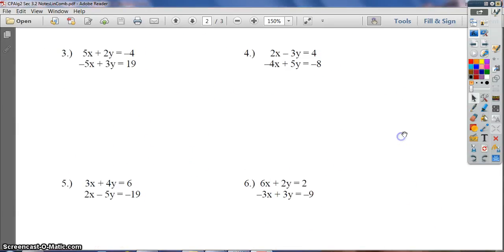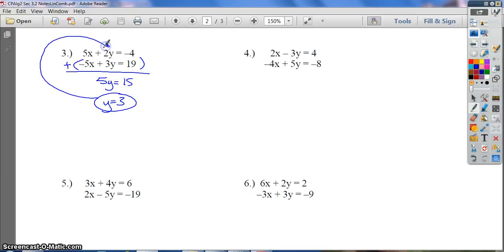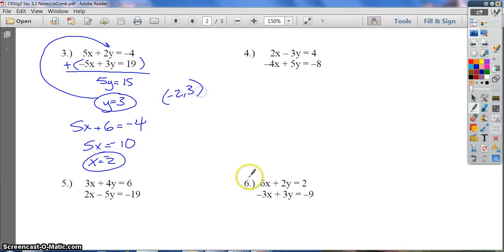Okay, going to the back sheet. Still sitting well. They really haven't challenged us because notice they're still lined up vertically. The x's right now, if I add these, will cancel out, leaving me with 5y equals 15. Y is 3. Plug this guy into here, I get 5x plus 6 equals negative 4. 5x equals negative 10. X is negative 2. So my point that you would want to check is negative 2, 3.